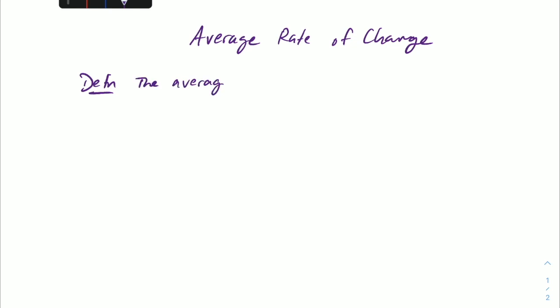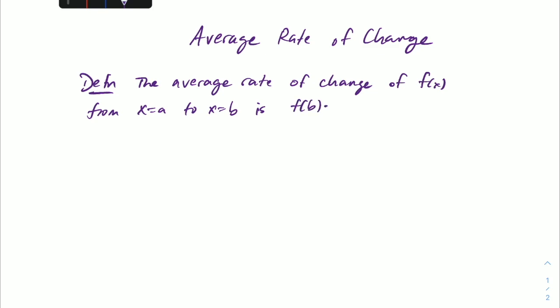Okay, so in this video we're going to talk about average rate of change. So let's first define the average rate of change. So the definition of the average rate of change: the average rate of change of a function f of x from x equals a to x equals b is the following quotient: f of b minus f of a all over b minus a.